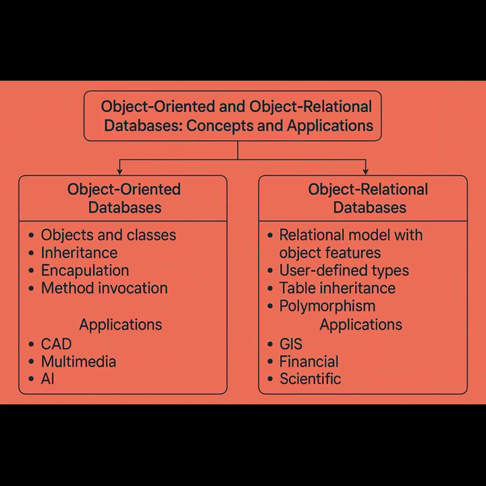To meet the need for more complex data modeling, semantic richness, and behavioral encapsulation, 2 major database paradigms have emerged. Object-oriented database systems, OODBMS. Object-relational database systems, ORDBMS. These systems combine the strengths of object-oriented programming, OOP, with the robustness of database technologies, aiming to bridge the gap between application data models and database schemas.